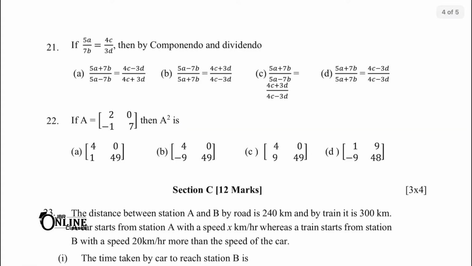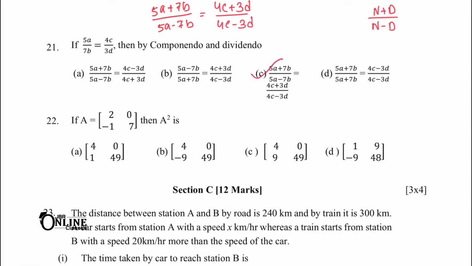Now sum number 21. Here in sum number 21, 5a by 7b equals 4c by 3d. Then by componendo and dividendo. You know the formula of componendo and dividendo, that is numerator plus denominator by numerator minus denominator. So as here 5a by 7b, definitely your answer will be here 5a plus 7b by 5a minus 7b. Right hand side you have also 4c plus 3d, and here 4c minus 3d. So your answer is option number C.